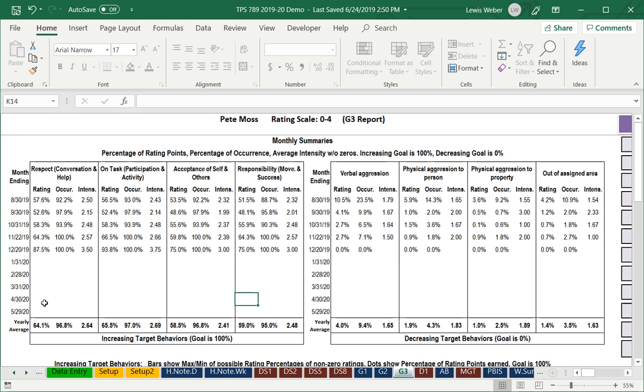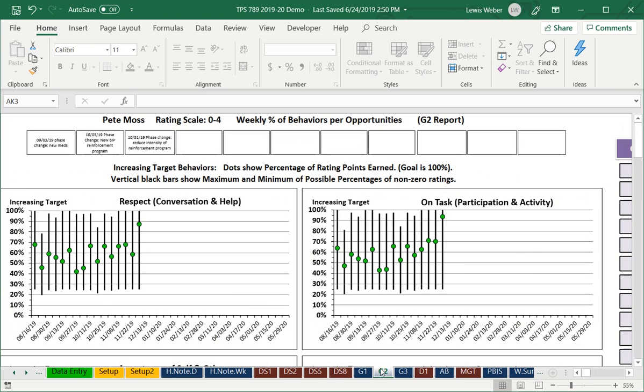Okay, so now let's click over to G2. G2 is the same kind of graph, more graphs because we're now looking at weekly summaries. And we're also now adding some of our phase changes at top here. Now we don't have a phase change line for a couple of reasons. One is there's already a lot of vertical lines on this graph, and that's a little confusing.